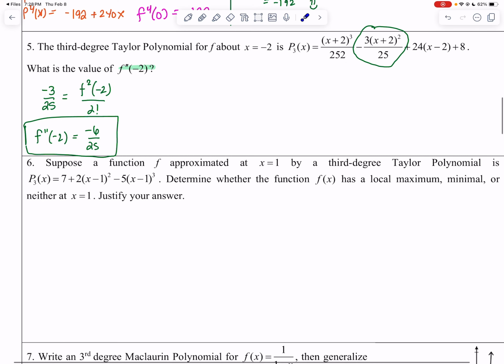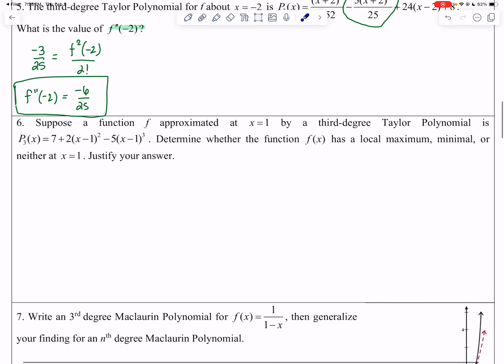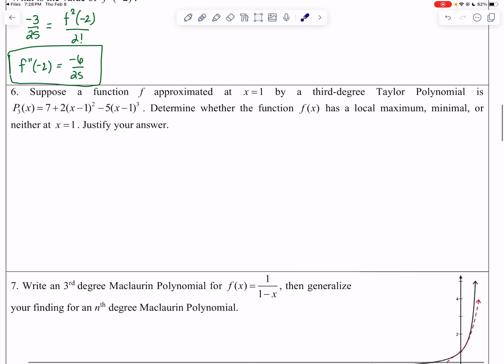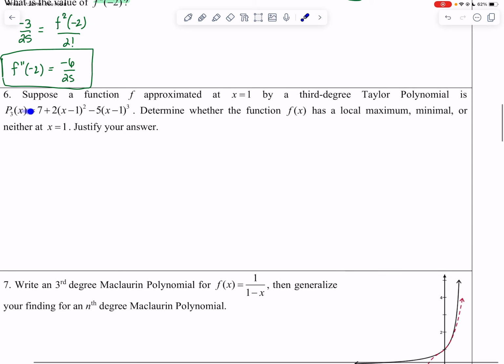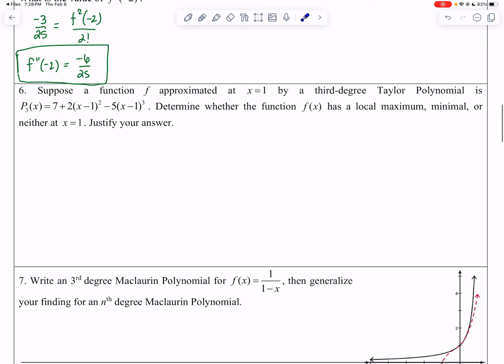All right. Same thing with number 6. I'm going to show you the old-fashioned way, and then I'm going to tell you the little trick on number 6. We have a function f approximated at x is equal to 1 by a third-degree Taylor polynomial, and that gives us this lovely thing right here. And we want to determine whether the function f of x has a local max, min, or neither. That should say min, not minimal. Or neither at x is equal to 1, and we want to justify our answer. All right, so what I'm going to do is go ahead and take my first derivative of this.